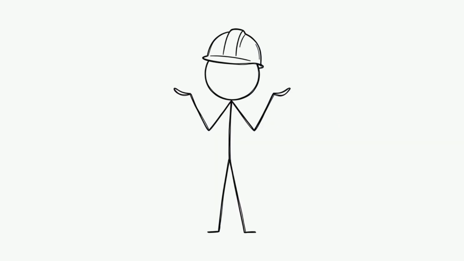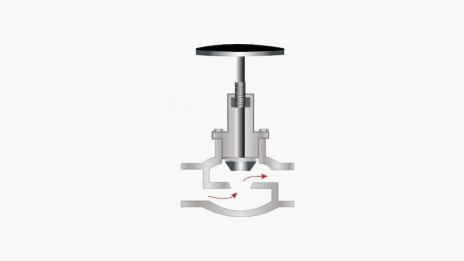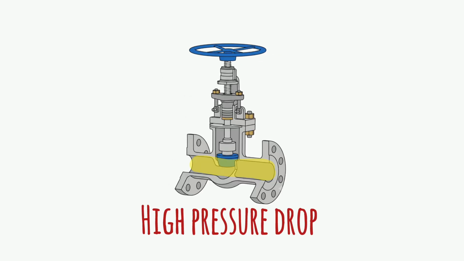So, what are its disadvantages? Despite all those advantages for flow control, the internal body shape of globe valves, where the fluid path resembles an S shape, forces the fluid to change direction twice to pass through. This issue creates a relatively high pressure drop across the valve.